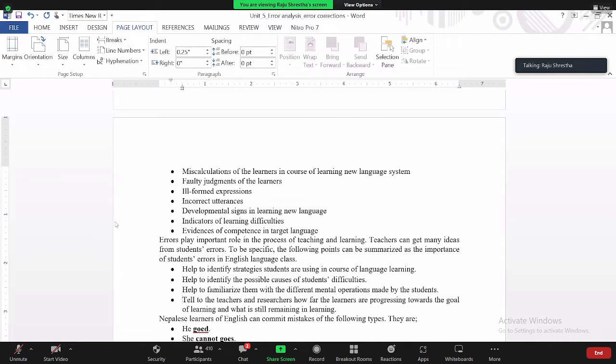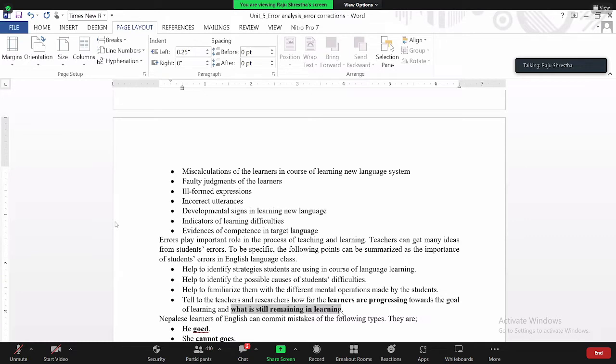Errors inform or tell to the teachers and researchers how far the learners are progressing towards the goal of learning. Then what is remaining still in learning, कहाँ पुग्यो सिकाइमा, कहाँ पुग्यो, कति प्रोग्रेस गर्यो, errors will reflect that. Errors ले बताइदिन्छ. Then what is still remaining, अझै बच्चाले के सिक्न बाँकी रहेछ त, के जानेको रहेन छ त भन्ने कुराहरु पनि रिफ्लेक्ट गर्छ. So errors help teachers and researchers to identify, to recognize, to check the learners' progress in learning target language, as well as what is still remaining to learn from the side of learners.